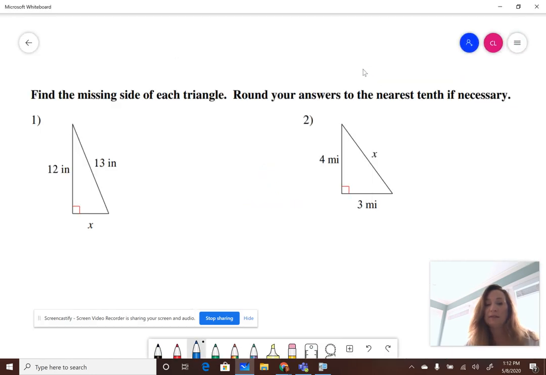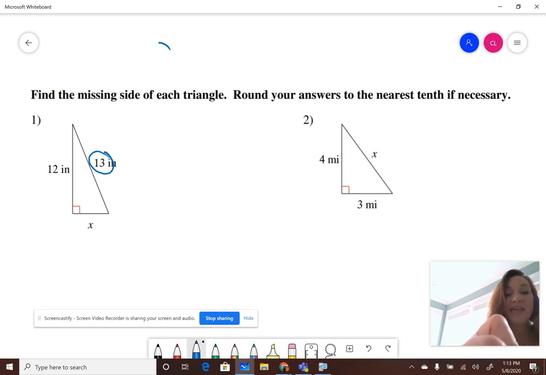Find the missing side of each triangle, rounding to the nearest tenth if necessary. So basically, if you get a square root that's not a perfect square, you're probably going to need your calculator, and that would involve rounding. Now in this case, I don't know what the largest side is, so I have to go by the diagram. The side that's opposite the right angle is the hypotenuse.